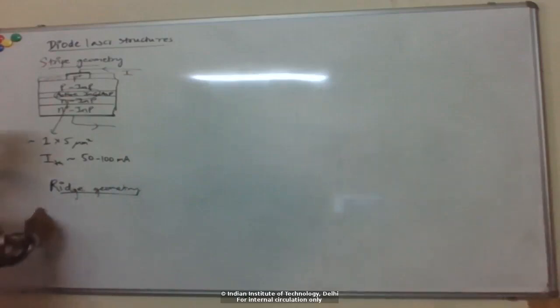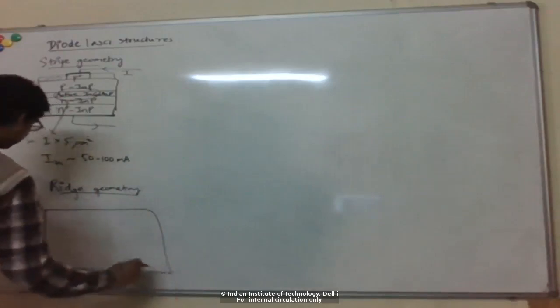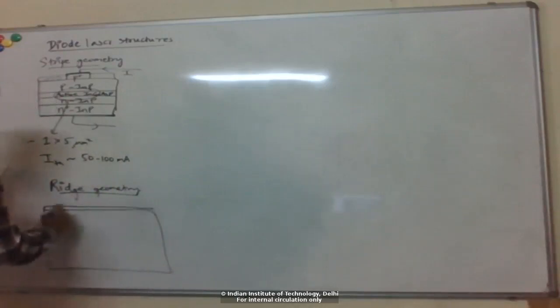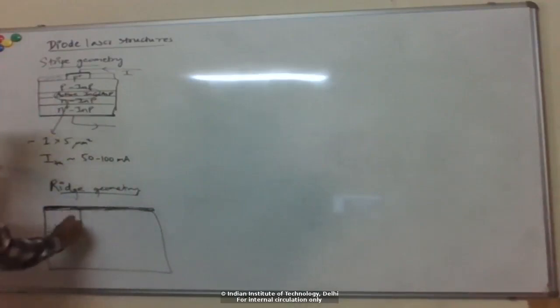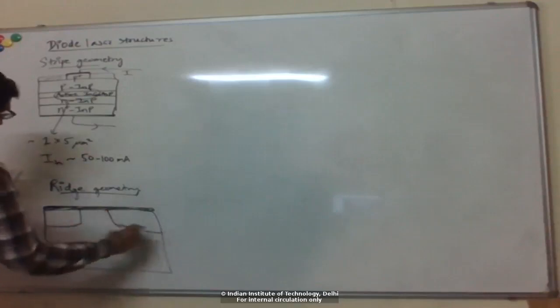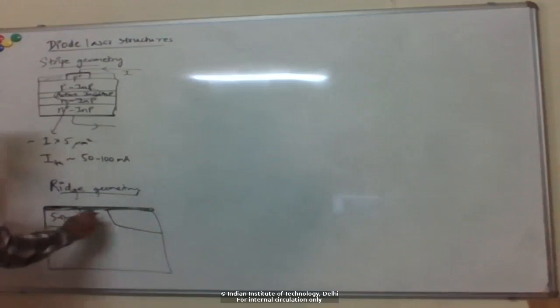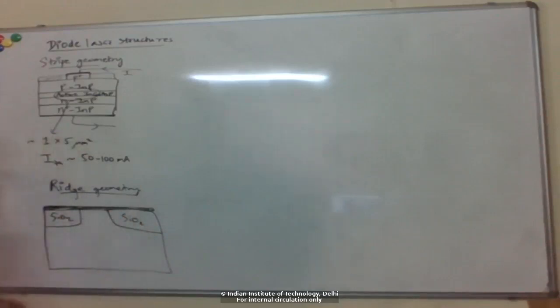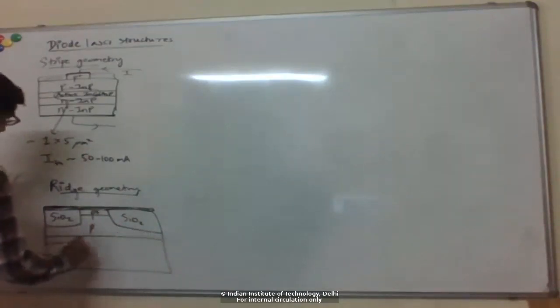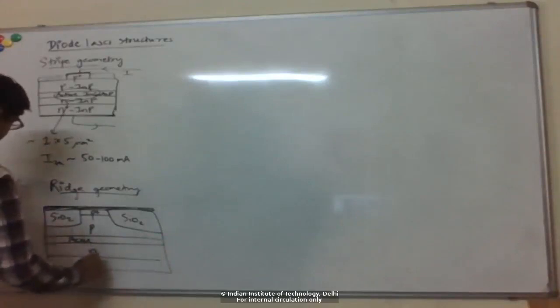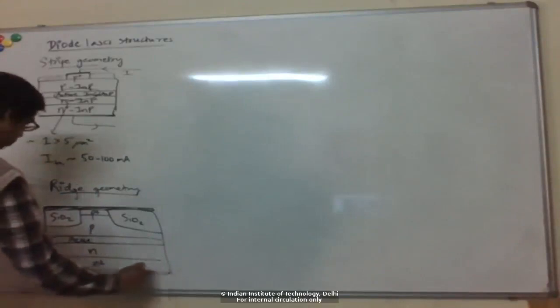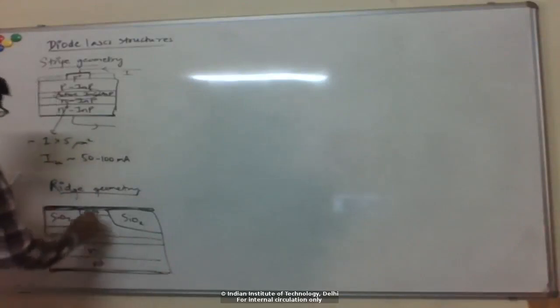so basically you have a metal contact here, and then you etch. So this is some dielectric here, let's say silica. You have P plus, and then a P region here, and then your active layer. And then the N layer, and then a metal contact at the bottom.